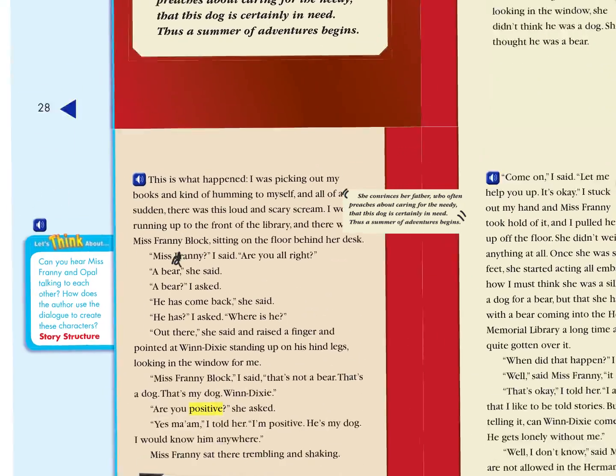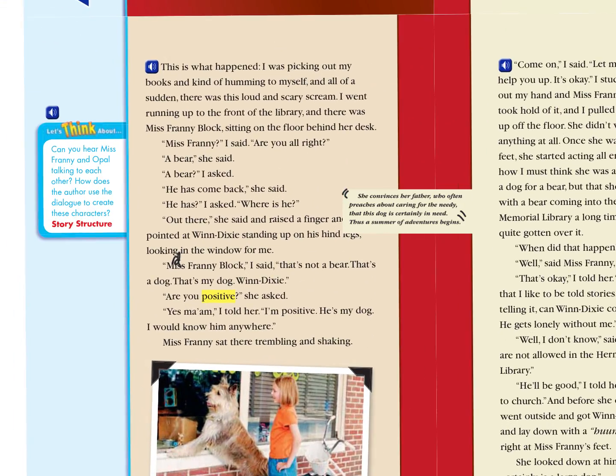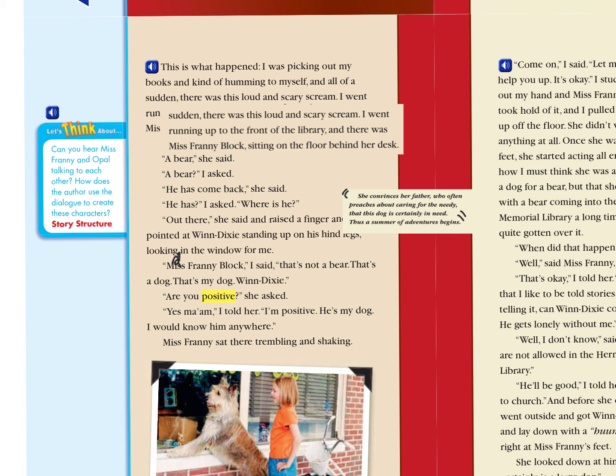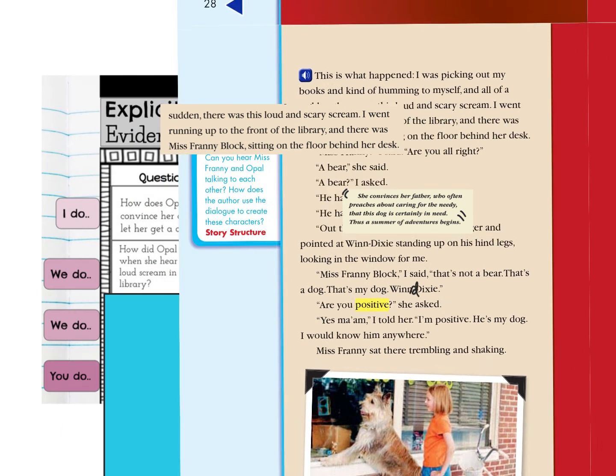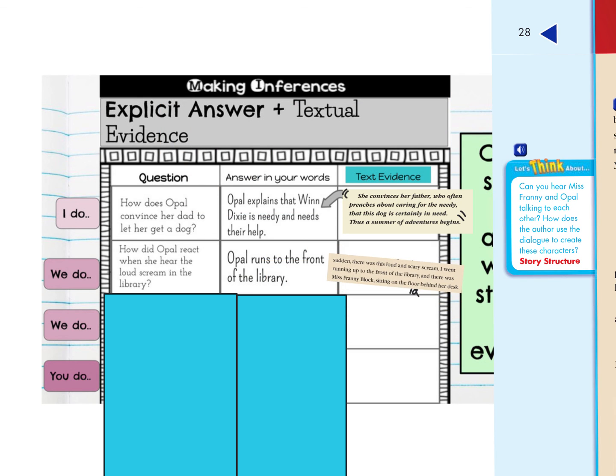I'm looking back at the text, and I'm noticing it says in the first paragraph, I'm going to point to it. It says, I was picking out my books and kind of humming to myself, and all of a sudden, there was this loud and scary scream. I went running up to the front of the library. Doesn't that prove my answer that she went running? So I'm going to take that exact word for word, and I'm going to add it to my graphic organizer. When I'm proving an idea with text evidence, I'm also going to put quotes around it to prove it came straight from the text.